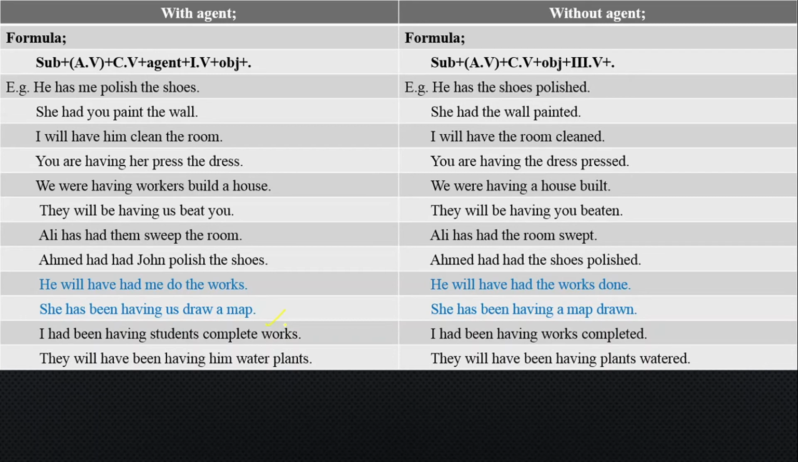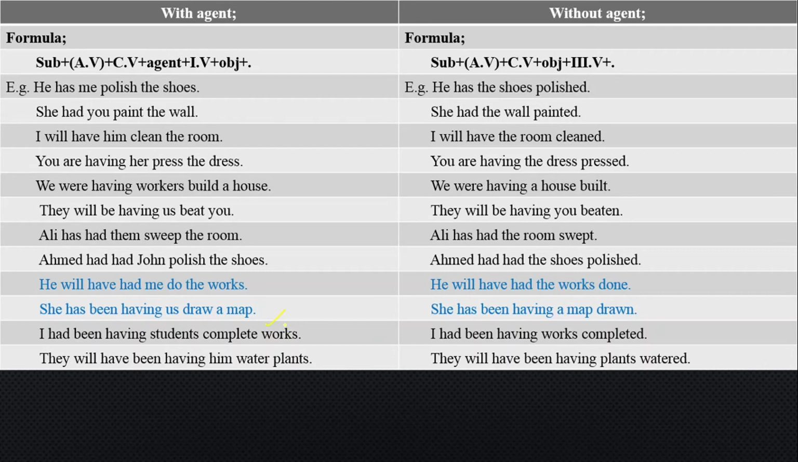I have been having students complete works for a day. I have not been having students complete works for a day. Have I been having students complete works for a day? Have I not been having students complete works for a day? Haven't I been having students complete work for a day?